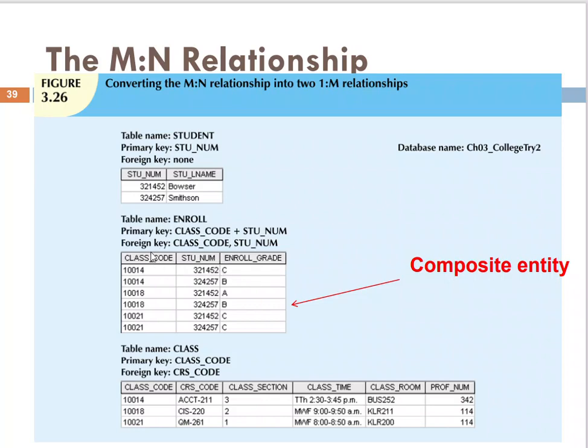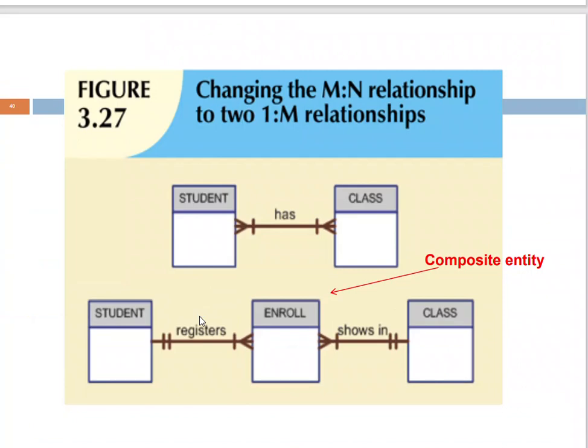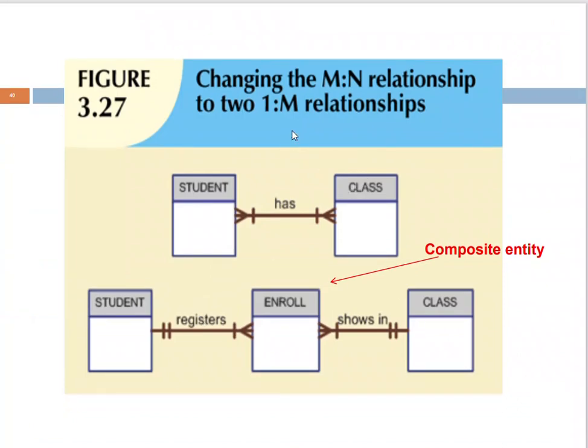So, this is the composite entity. Okay, this is how we change many-to-many relationship to one-to-many relationship. Okay, asalnya one student can join one or many classes. One class can be joined by one or many students. So, many-to-many.